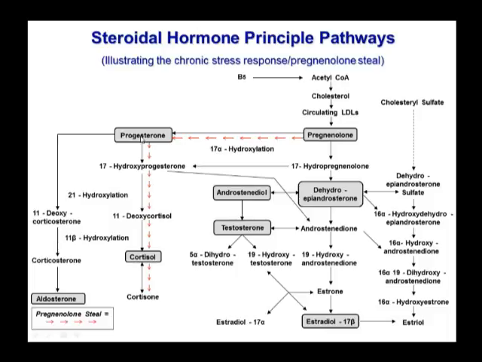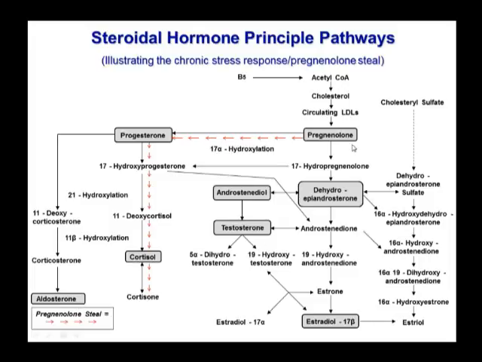Pregnenolone can also become progesterone, and that's important because progesterone obviously has an effect in women. It's necessary for reproduction, and it's also important for sleep. We also can form aldosterone, which has a regulating effect over sodium and potassium balance at the kidney level.